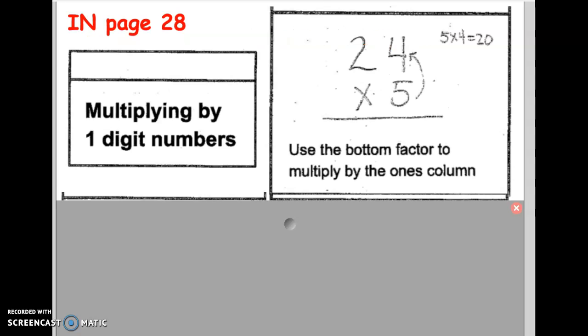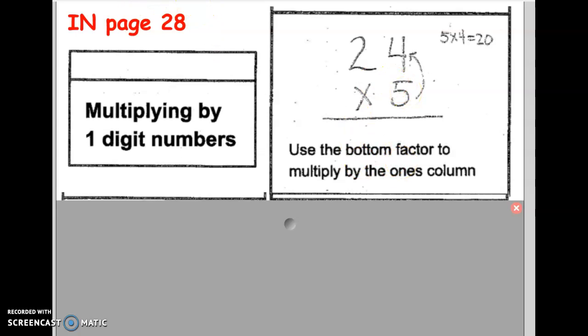Alrighty, we're on to page 28 right now. We're going to go through the 2 flip books at the top of the page. We're going to start with the yellow one, multiplying by 1-digit numbers. So if you could open up that top flap, you should see the math problem 24 times 5, just like you see on my screen.